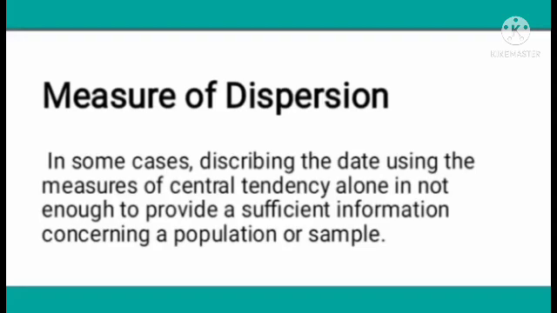Next, measures of dispersion. In some cases, describing the data using the measure of central tendency alone is not enough to provide sufficient information concerning a population or sample. A measure of dispersion is a quantity that measures the spread or variability of the values in a given set of data. The most commonly used measures of dispersion are the range, variance, and standard deviation. The simplest and easiest to compute, but a rough estimate of dispersion, is the range.